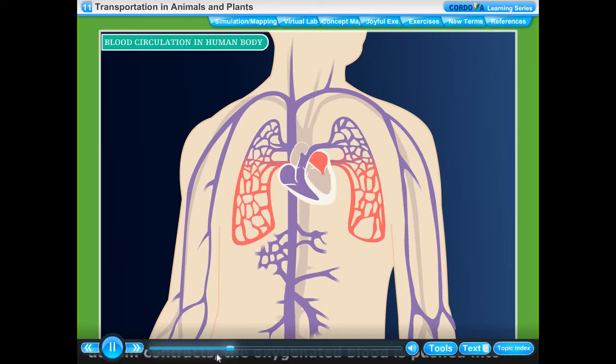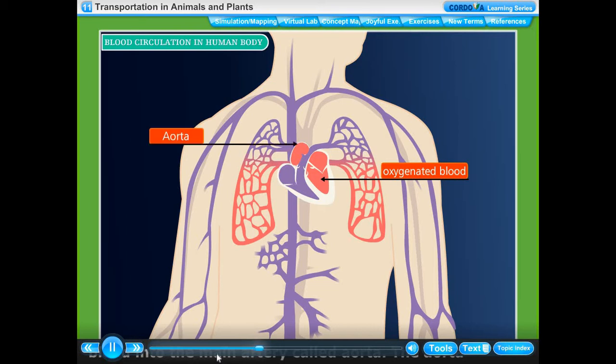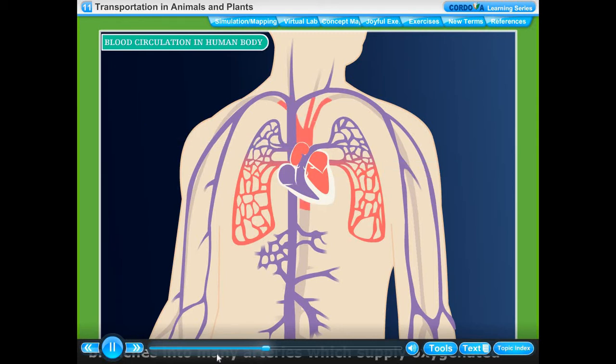When the left atrium contracts, the oxygenated blood is pushed into the left ventricle. When the left ventricle contracts, it pumps oxygenated blood into the main artery called the aorta. It branches into many arteries which supply oxygenated blood to all the organs of the body except the lungs.